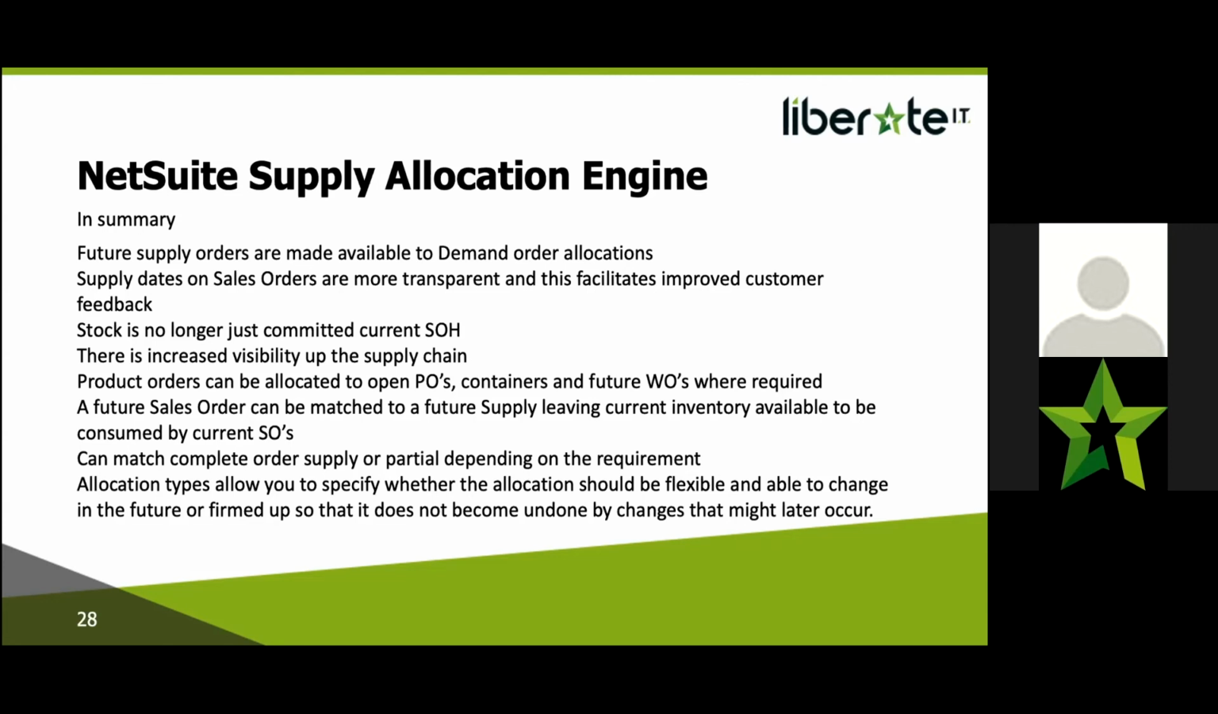A future sales order can be matched to future supply, leaving the current inventory available to be consumed by current sales orders. And that's quite important, especially in an environment where you're having web orders that are immediate supply. You don't want to commit or make stock unavailable when you've got orders that are required literally today or in the next couple of days. It can match complete order supply or partial, depending on the requirements. And allocation types allow you to specify whether the allocation should be flexible and able to change in the future, or firmed up so that it does not become undone by changes that might occur later.